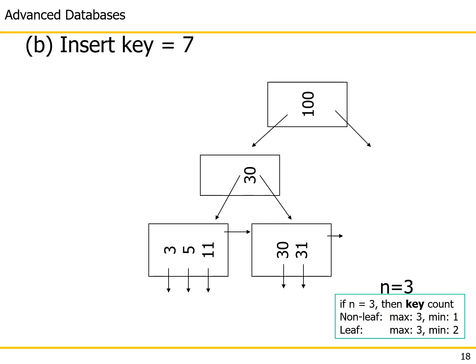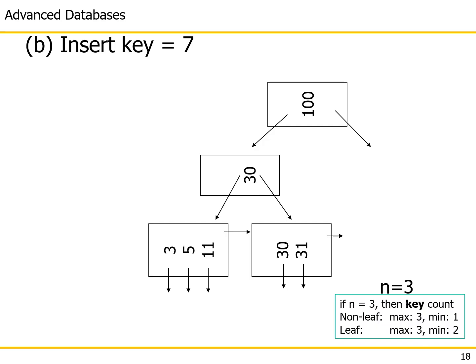Now here is the problem. This node is full. N is equal to 3. The maximum number of keys I could have in a node is 3, and I'm already at that maximum. And these maximums and minimums are enforced to make sure that the tree is always balanced. So I need to do something. I need to insert the 7 here. So I need to do something to be able to insert the 7.